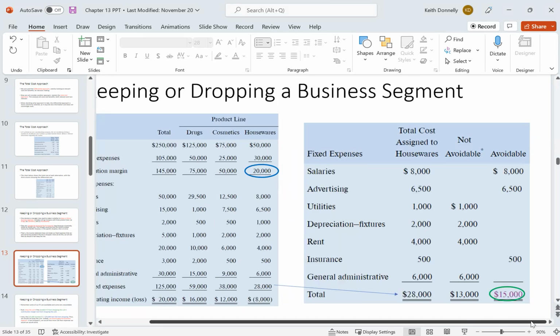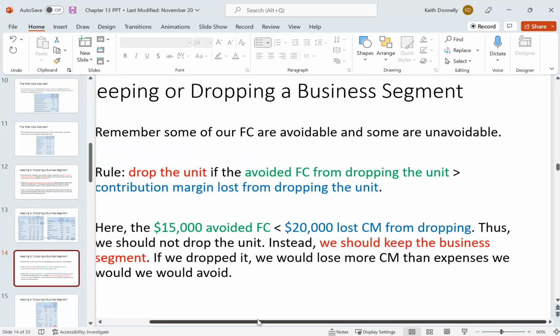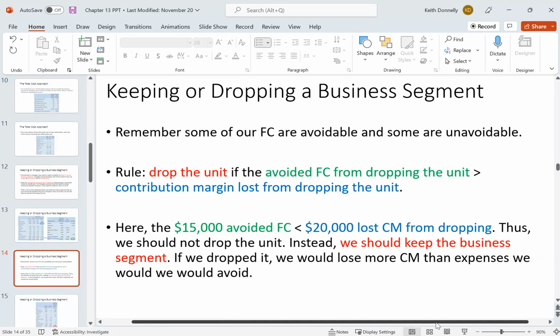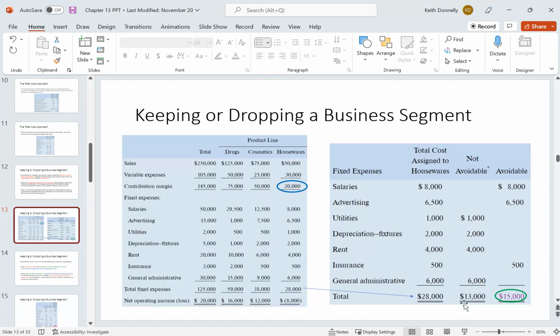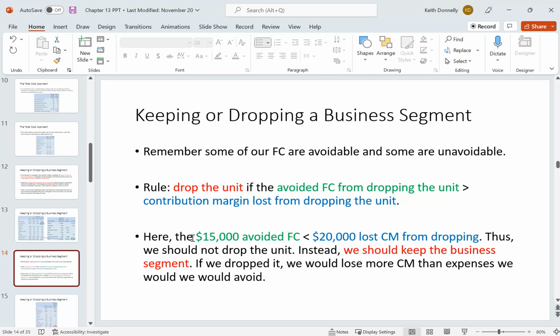Okay, so here's the total that gets you the 28. We break it out into not avoidable versus avoidable. In other words, we're on the hook for 13 that is not avoidable, but $15,000 we can avoid. If we go to the next slide, it says remember that some of our fixed costs are avoidable and some are unavoidable. For the housewares line, 13 are not avoidable, 15 are avoidable. Here's the rule, if you want to keep it simple: how do I make these decisions?